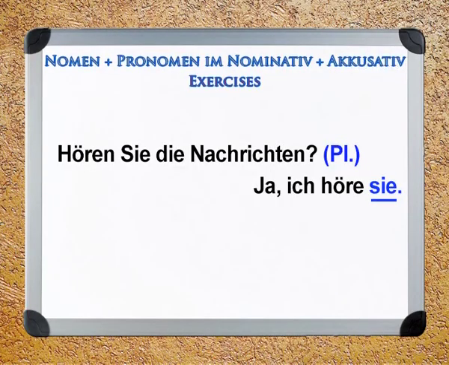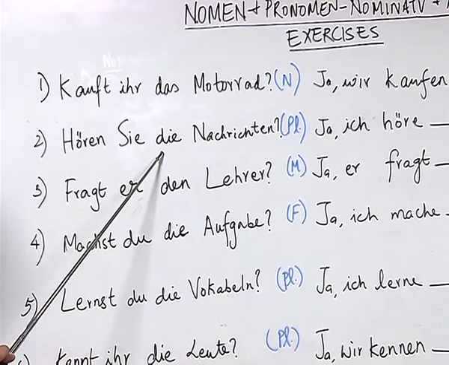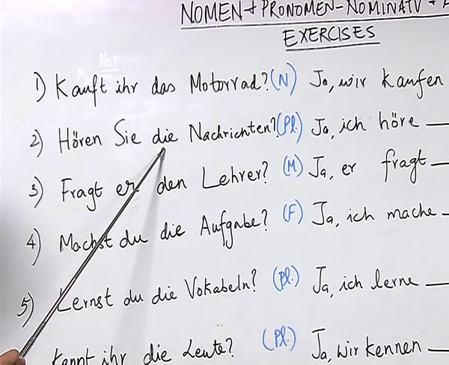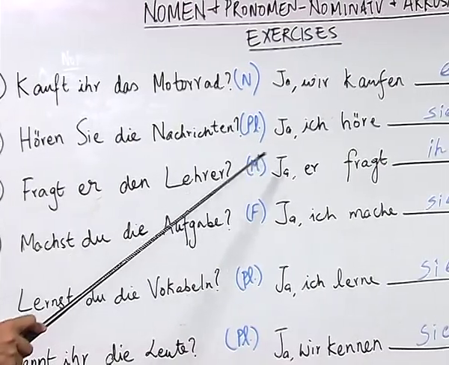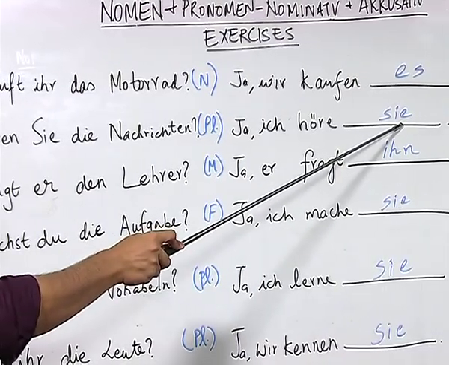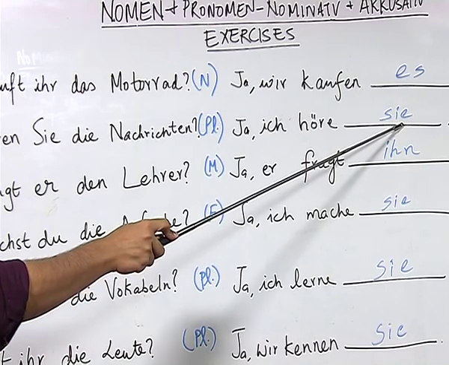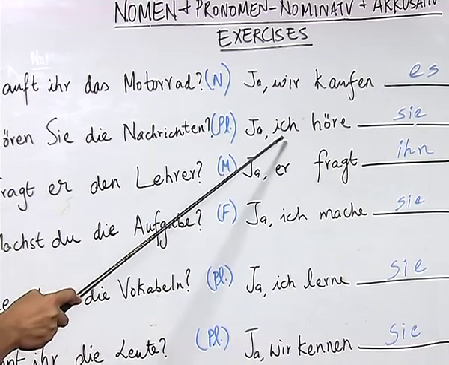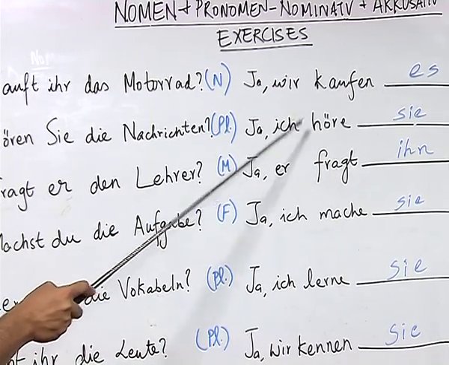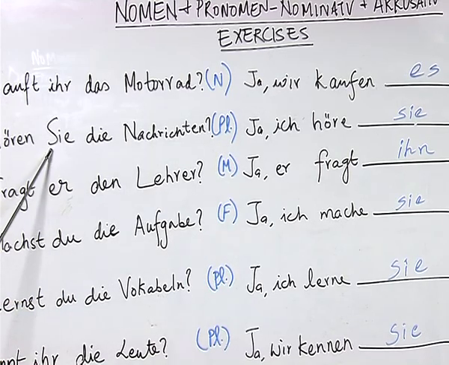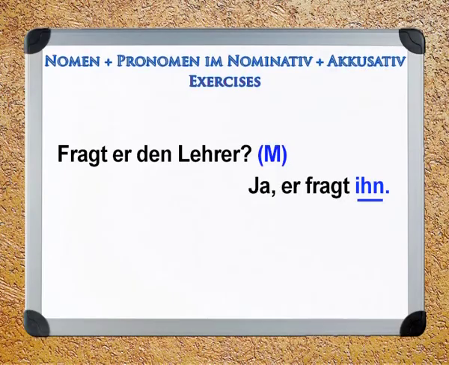Now, let us look at sentence number 2. Hören Sie die Nachrichten? Ja, ich höre sie. If you see here, the student has replaced the noun in accusative die Nachrichten and converted it into a pronoun sie in accusative. Therefore, the answer is correct. And as you can see, Sie is here in nominative and ich is also here in nominative. Now, let us move to question number 3.